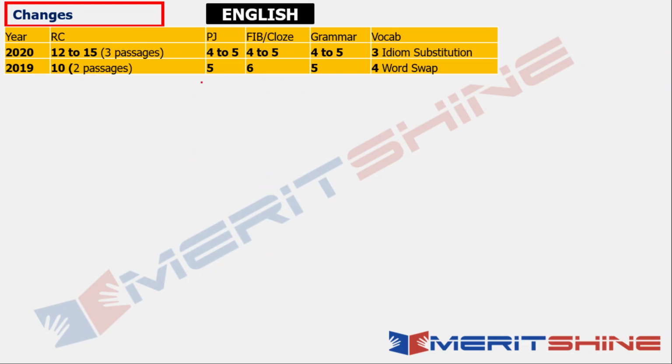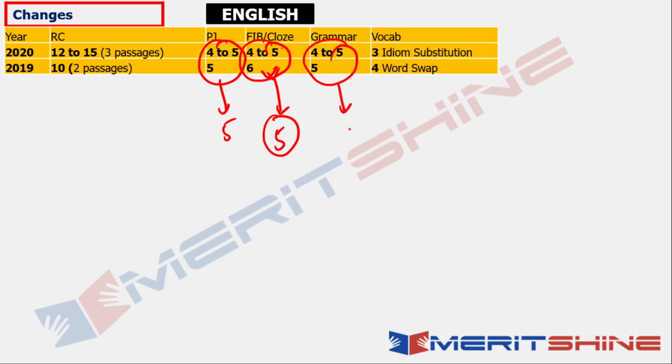Okay, now parajumble, more or less it had been the same, 5 questions there, 5 questions here. FIB close test also more or less same, 6 questions in 2019, 4 to 5 in here. Grammar had been the same, 5 questions there, 5 questions here, and vocab also I would say more or less the same only, because 4 questions of word swap, 3 questions of idiom substitution in 2020, 4 questions of word swap in 2019.